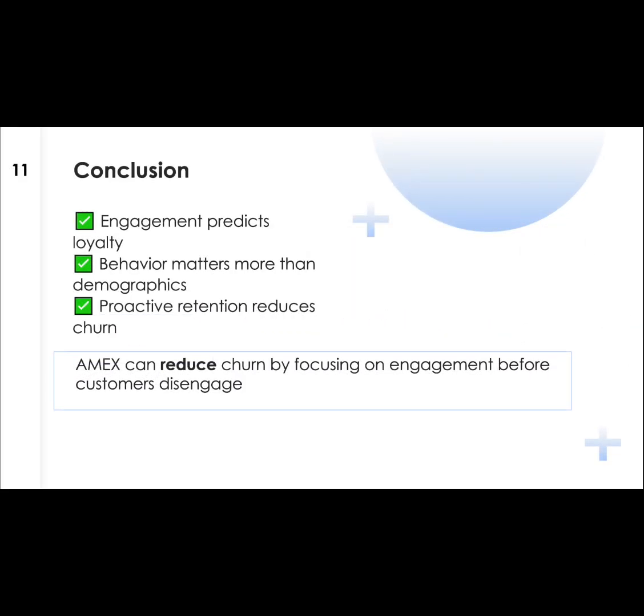In conclusion, our analysis showed that customer attrition at American Express is driven primarily by behavioral engagement rather than demographics alone. Variables such as transaction count, utilization ratio, and inactivity were among the strongest predictors of customer loyalty. By focusing on proactive engagement strategies and identifying high-risk customer segments early, American Express can reduce churn and improve long-term customer retention.